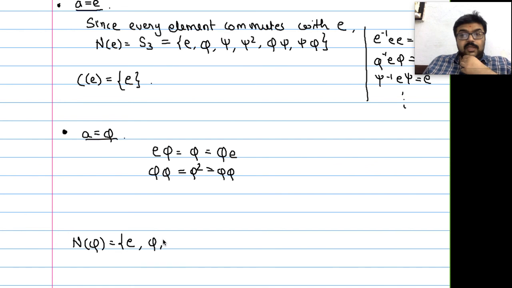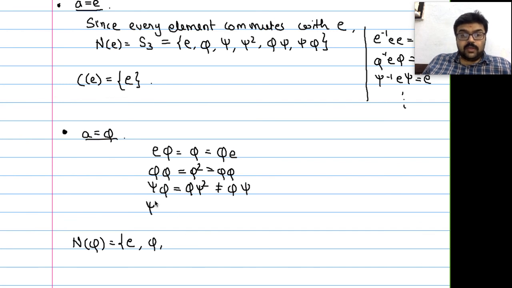If the element is other than identity. And what about psi? Is psi phi the same as phi psi square? But phi psi square is not the same as phi psi. So psi phi and phi psi do not commute, so psi phi does not belong. Phi psi we cannot write here, so it is not there.